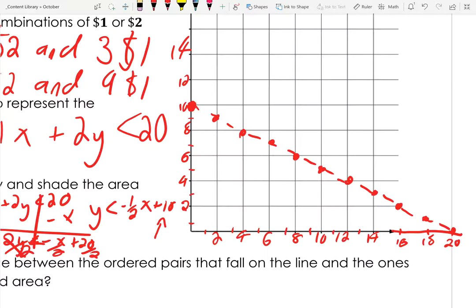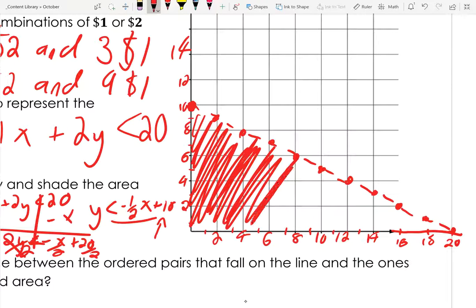Okay, now our y value is less than, right? If you look back at our inequality, y is less than that expression. So since it's less than, remember less than is below the line, so we would shade the region below the line.